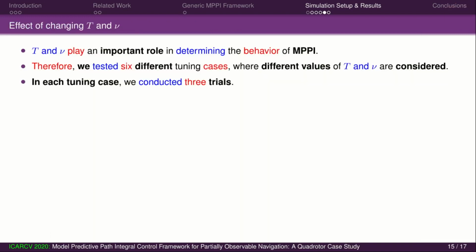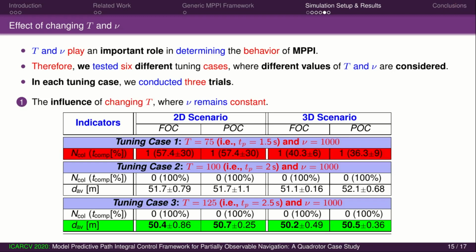In this work, we also studied the impact of changing the time horizon and the exploration variance, as they play an important role in determining the behavior of our controller. For that, we consider 6 different tuning cases. In each case, we perform 3 trials. In the first 3 cases, we studied the influence of changing t where nu remains constant. We can clearly see from case number 1, where a short time horizon is chosen, that MPPI is unable to complete the trial at a satisfactory rate.